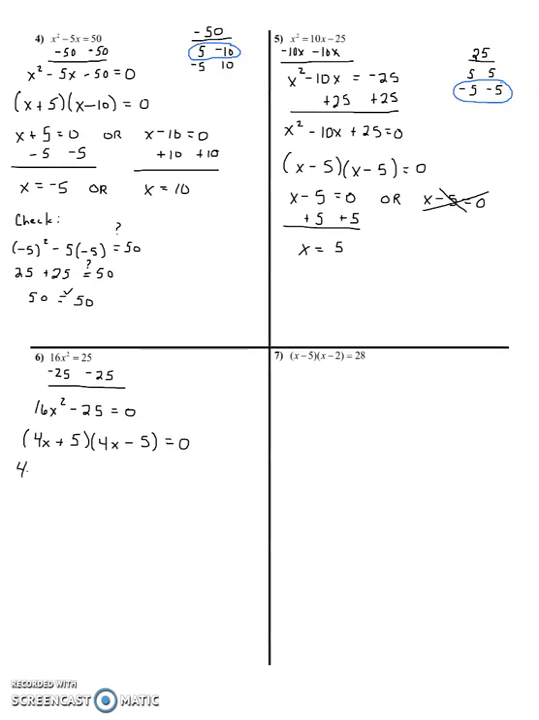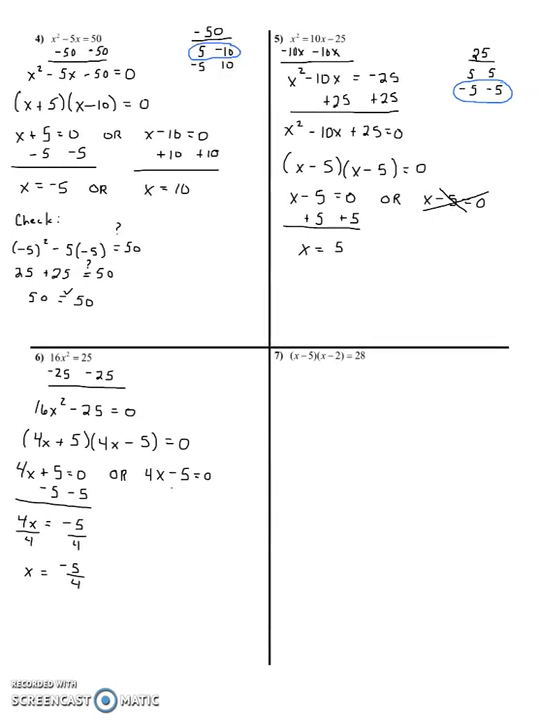So either 4x plus 5 equals 0 or 4x minus 5 equals 0. So solving these, in the first equation, we're going to subtract 5 from both sides, which gives us 4x equals negative 5. And then we're going to divide both sides by 4. So we get x equals negative 5/4.